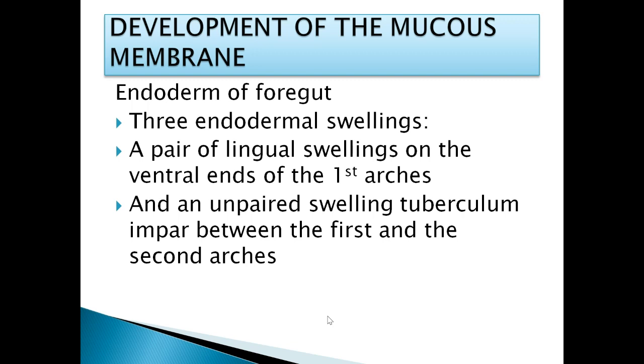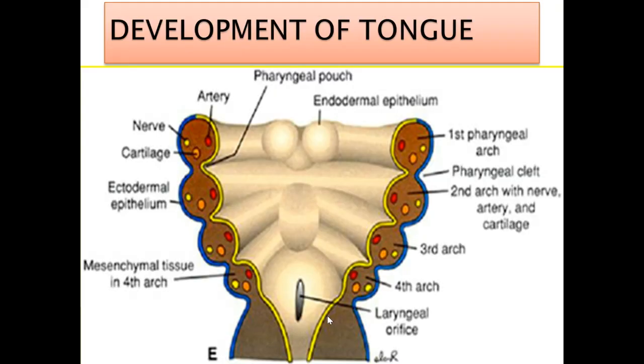How are these swellings produced? These swellings are produced by the proliferation of the underlying mesenchyme. So in this, you can see the two lingual swellings at the ventral ends of the first pharyngeal arches and an unpaired swelling, tuberculum impar, between the first and the second arches.